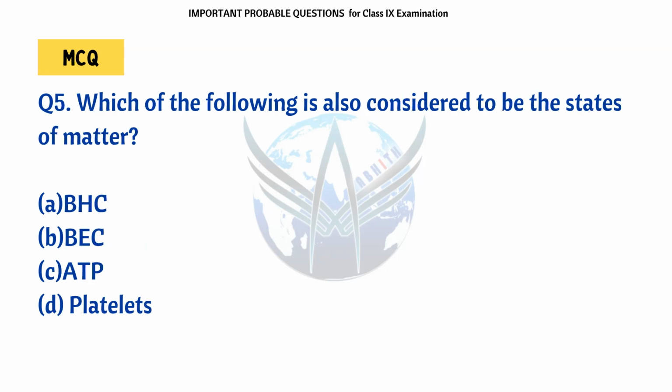Question number 5: which of the following is also considered to be the states of matter? The options are BHC, BEC, ATP and platelets. Platelets we have already understood: in blood, the liquid part is plasma, and platelets help in blood clotting, so they are related to blood. ATP is the energy currency. BHC is benzene hexachloride; it has many isomers, and one of the isomers is used as an insecticide. So the correct option is BEC, that is Bose-Einstein condensate.